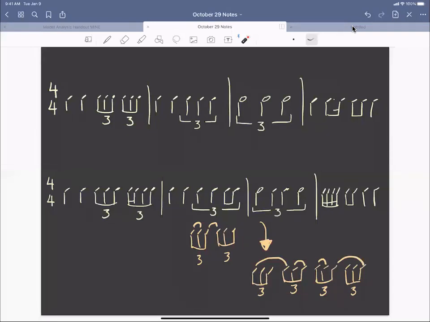Ta, ta, ta, ta, ta, ta, ta, ta, ta, ta, ta, ta, ta, ta, ta, ta, ta, ta, ta, ta, ta, ta, ta, ta, ta.